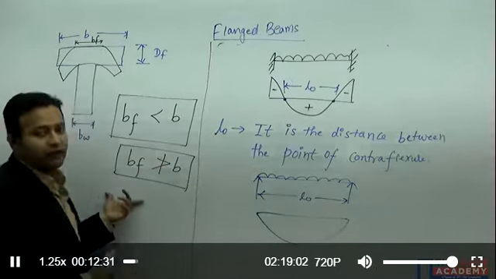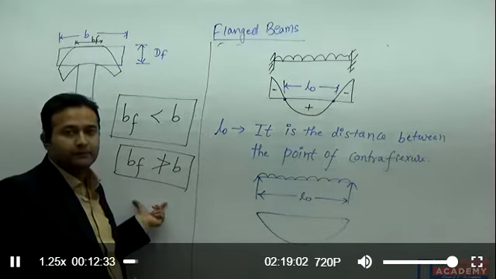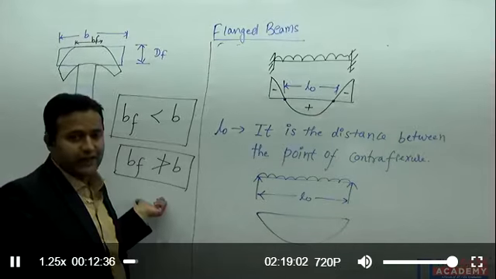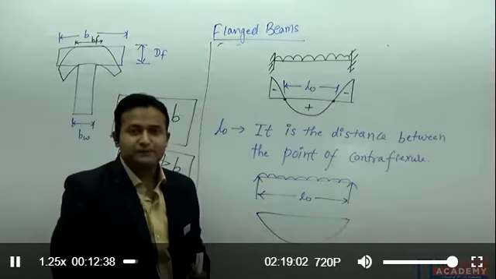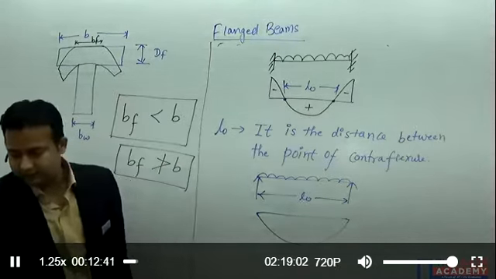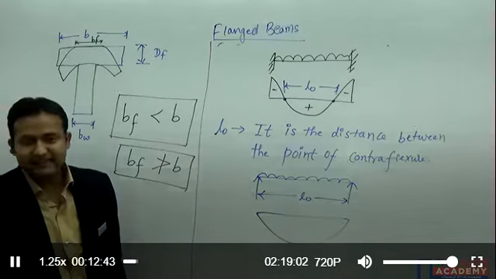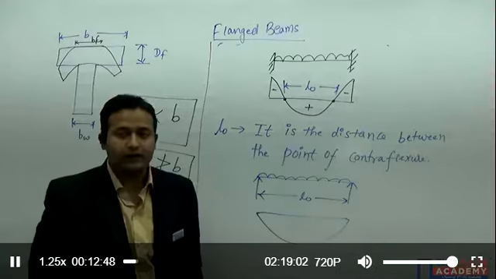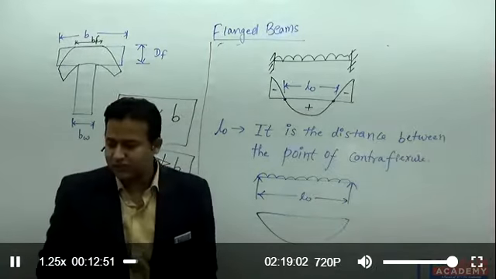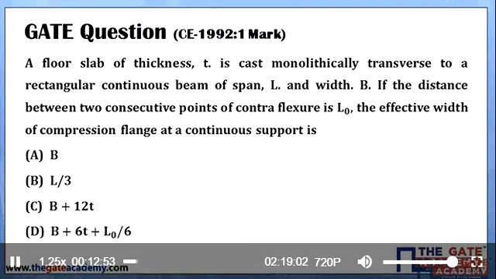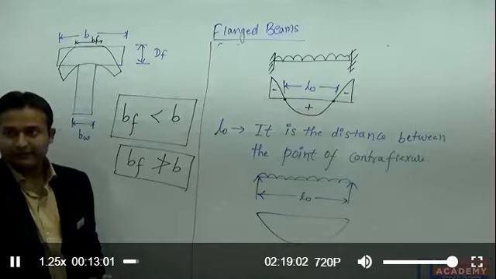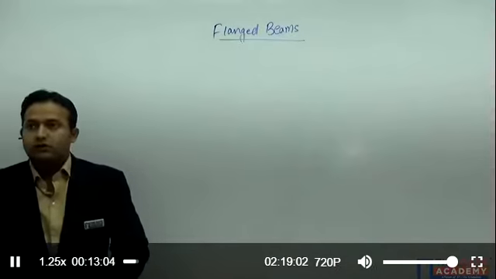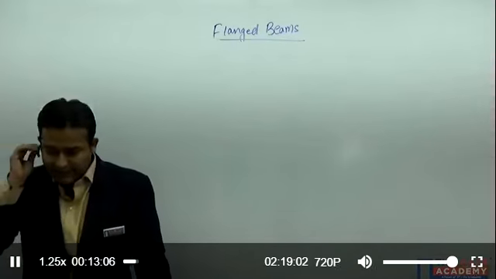So till now we have discussed how to calculate the effective flange width. Let's solve some problems based on the flange width. Please see your PPT. GATE 1992 for 1 mark. It's purely a formula-based question. Please give the answer. What is the answer? The answer is D.